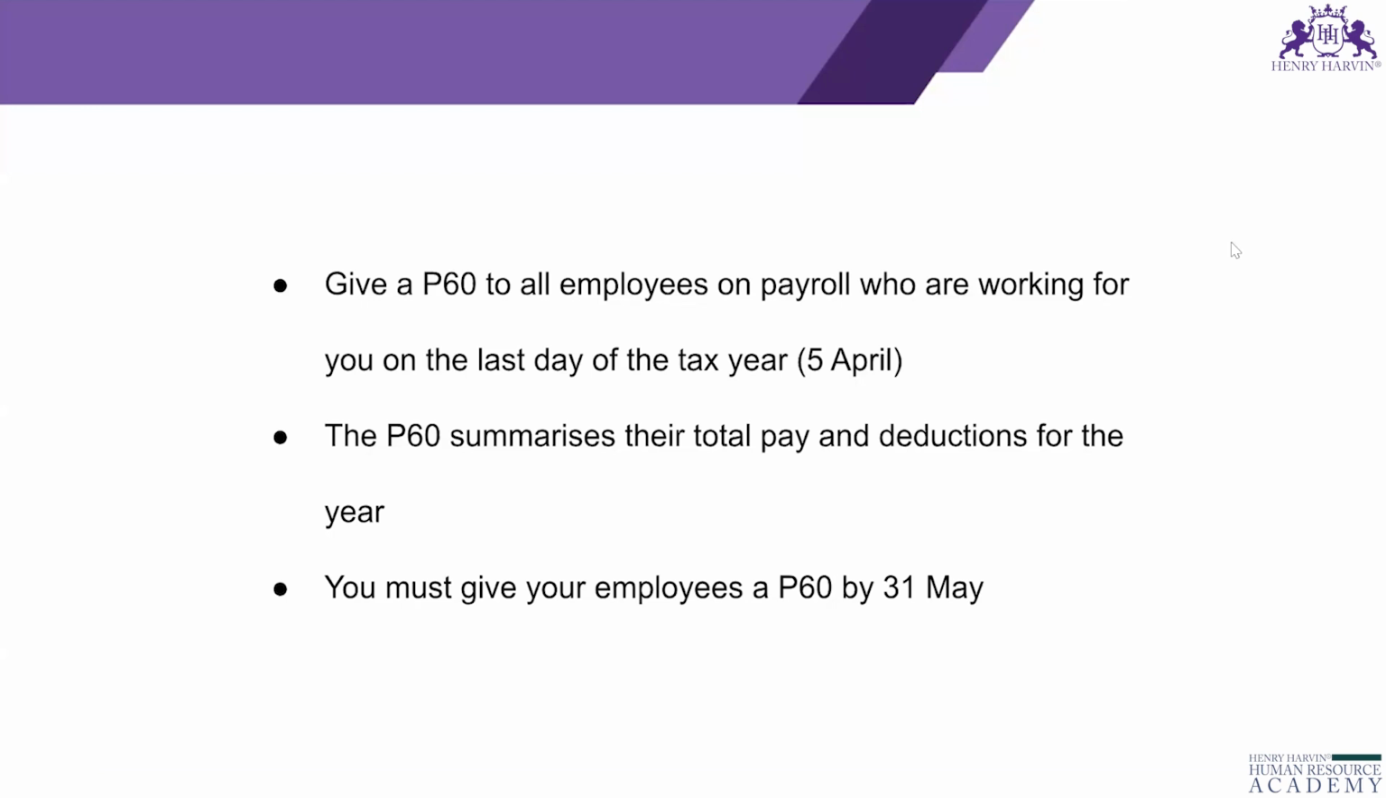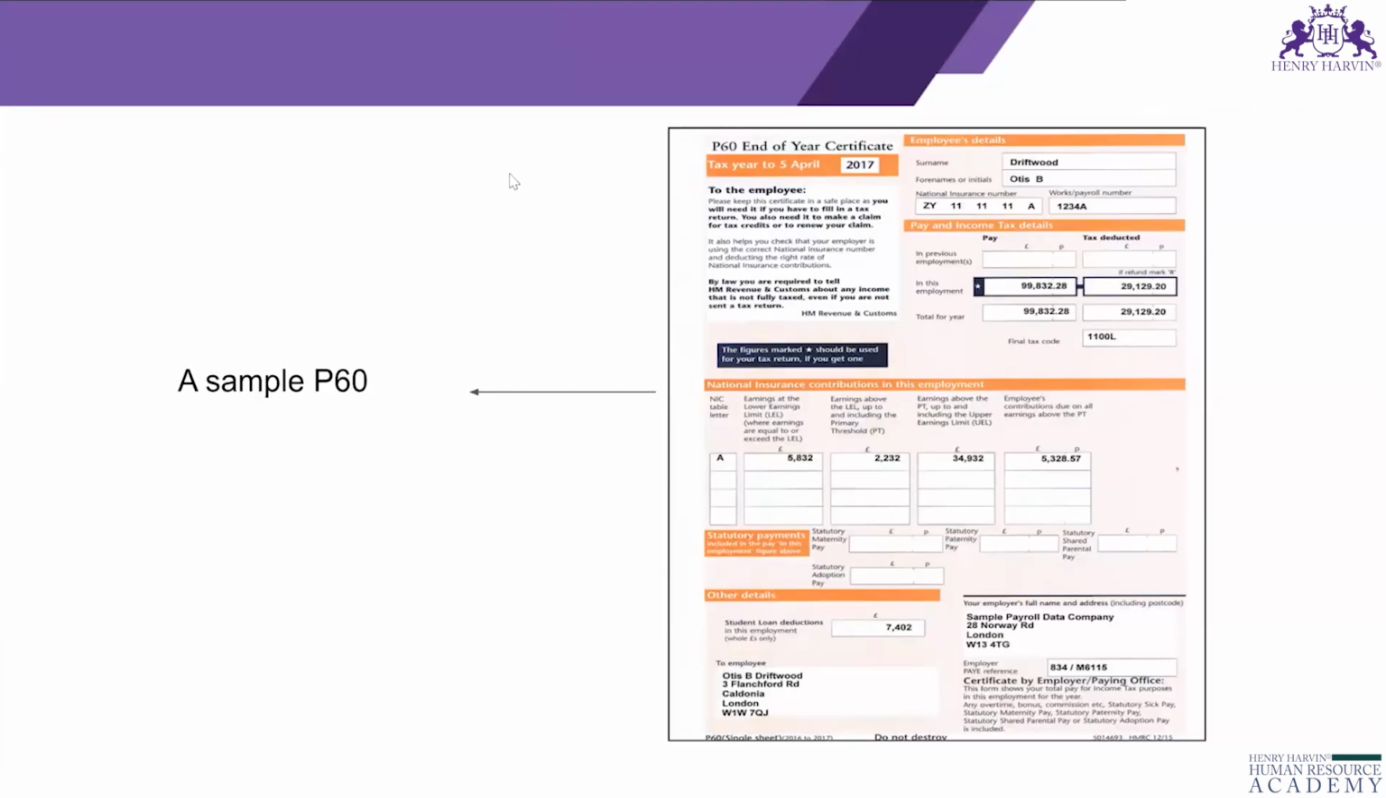As I said, P45 and P60 have almost the same information. You must give your employees a P60 by 31st May, as I showed you the last date. So this is a sample P60 that you can see. It looks like this, wherein you'll find the year mentioned on the top left for which year it belongs to. Like if it is 2023 to 2024, it will mention 5th April 2024.